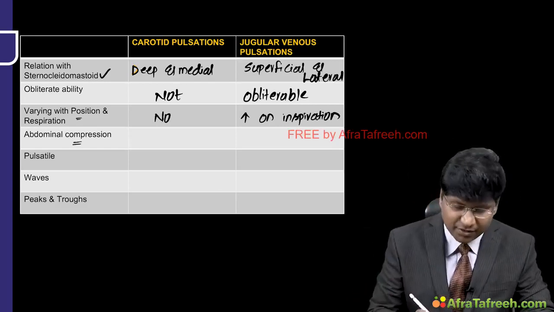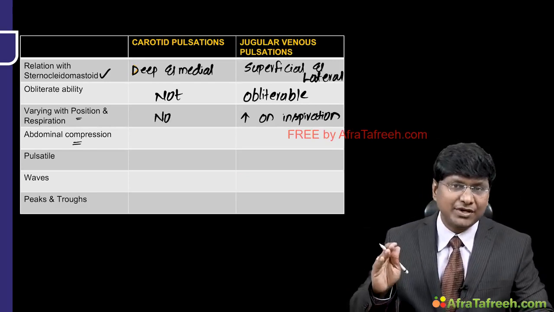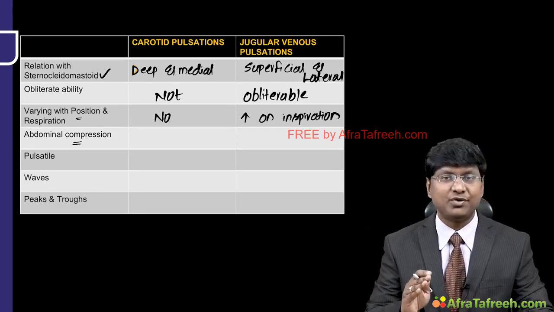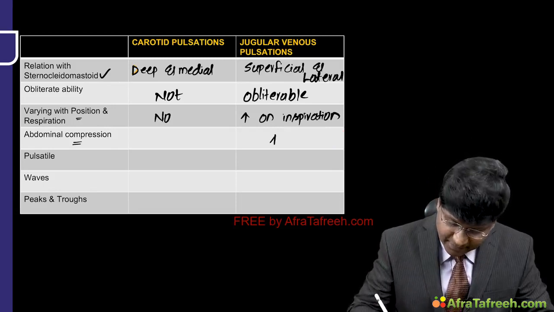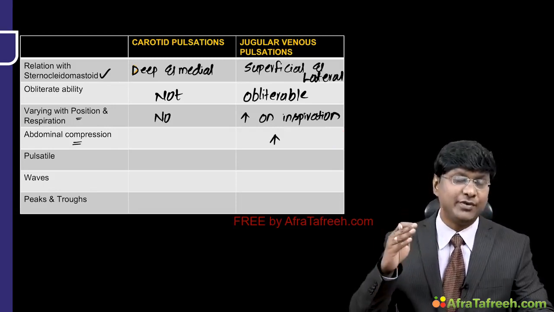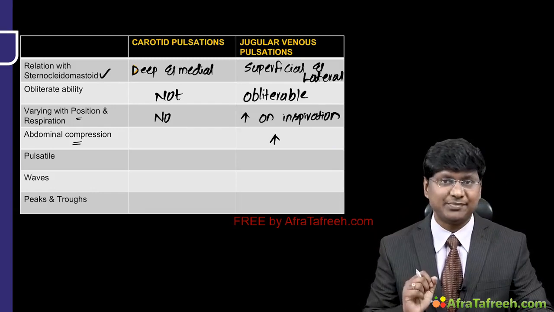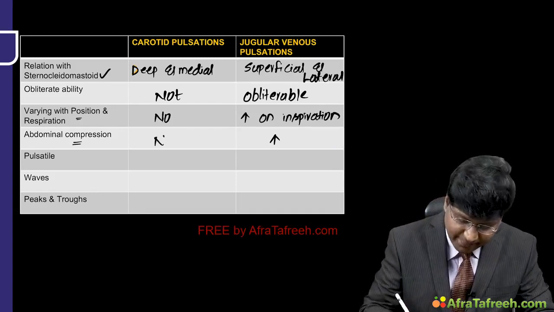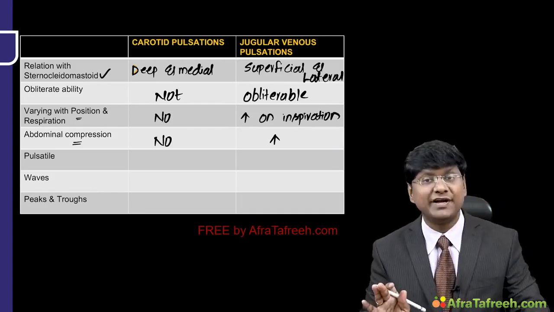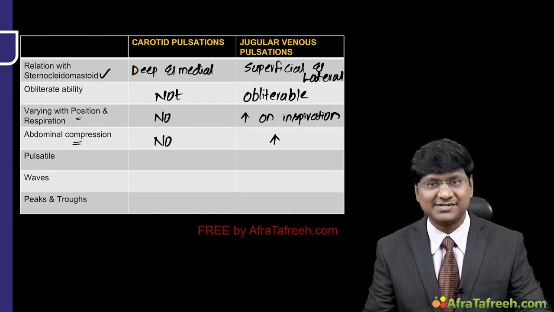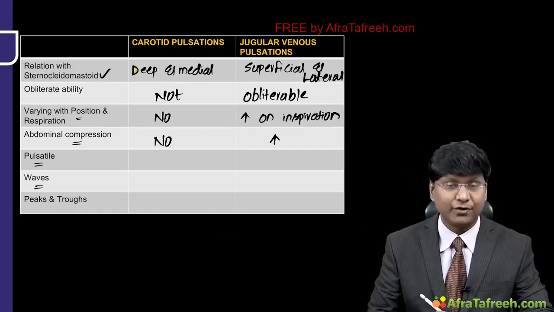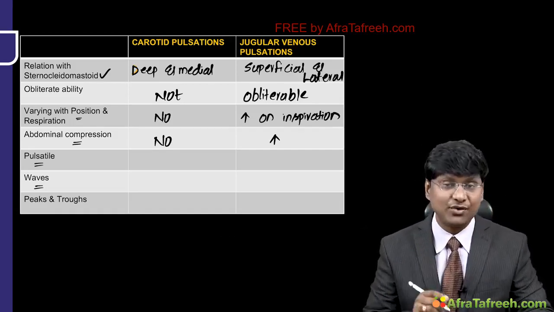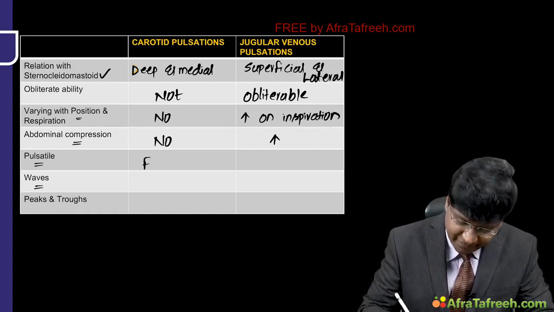And what about the abdominal compression? When you apply the pressure over the right hypochondrium, the jugular venous pressure is elevated, right? Jugular venous pressure is elevated when you apply the pressure over the right hypochondrium. Whereas upon abdominal compression, there is no effect on the carotid pulsations, the pulsatility, as well as the waveform.